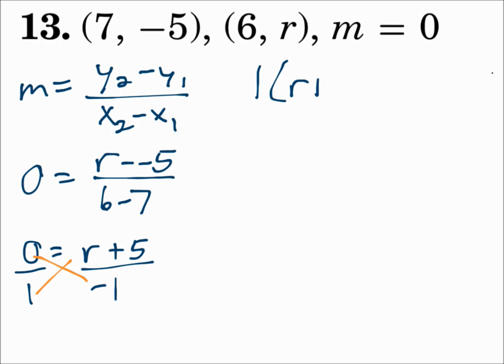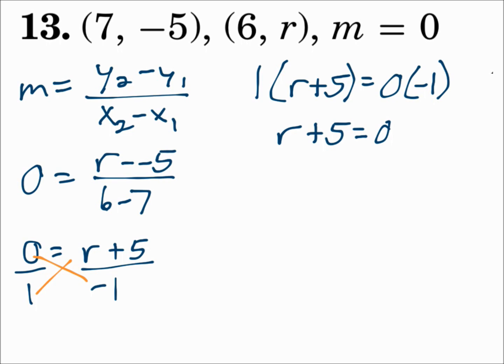So do 1 times (r plus 5), remember to put the r plus 5 in parentheses, equals 0 times negative 1. 1 times r plus 5 is just r plus 5, and 0 times negative 1 is 0. That's r plus 5, so do the opposite and subtract 5 from each side. 5 minus 5 is 0, it cancels on the left, leaving r equals 0 minus 5, which is negative 5.